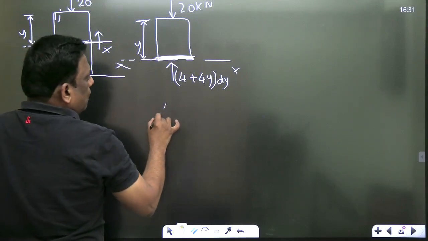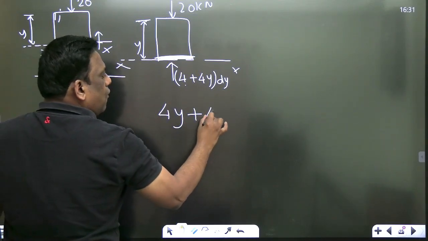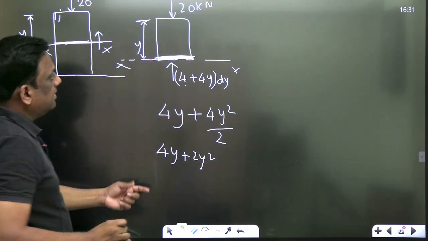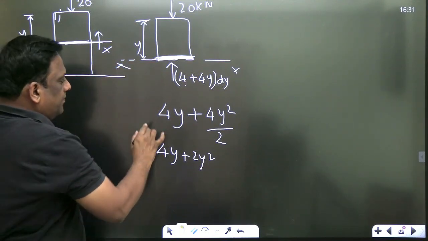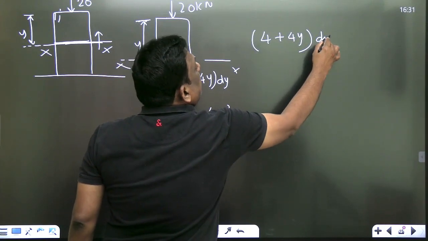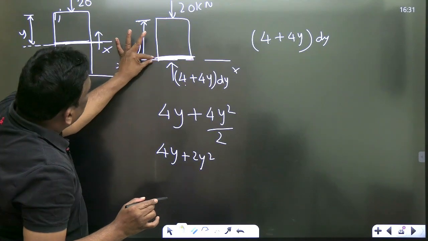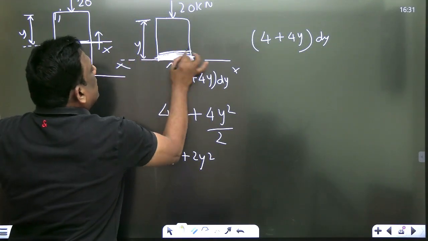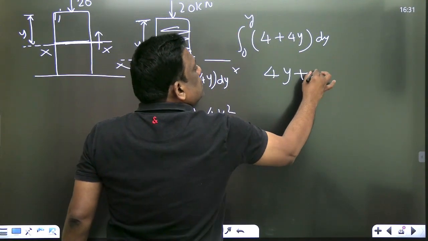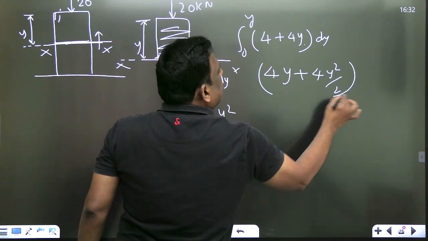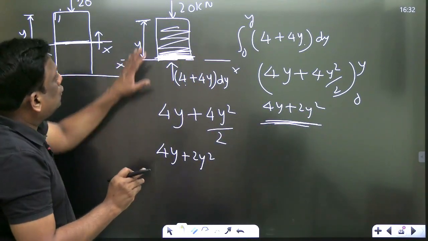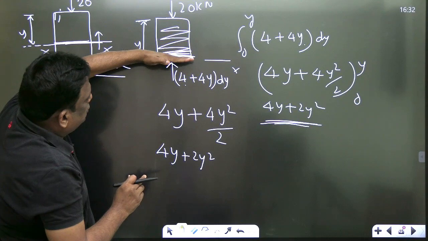So integrating this, the integral of 4 dy is 4y plus 4y square by 2. This will be equal to 4y plus 2y square. What is this, sir? I have integrated this from 0 to y. For example, 4 plus 4y into dy is the resistance in a small length dy, but I want the total resistance in this whole length, so what will we do? We integrate it from 0 to y. So 4 dy gives 4y, plus 4y dy gives 2y square, with limits 0 to y. So it will come to 4y plus 2y square. What is the meaning of this? It is the total resistance up to this position.